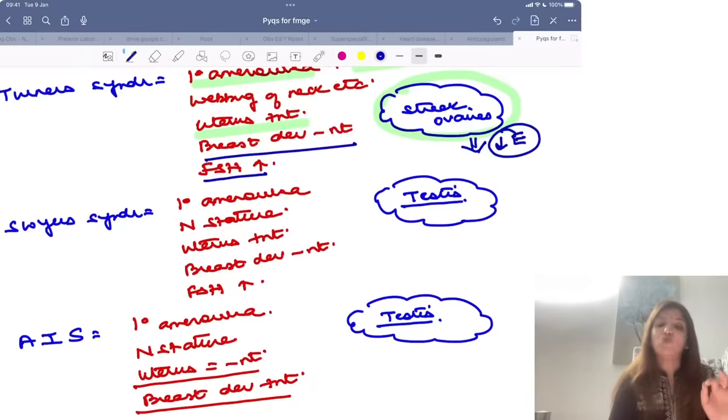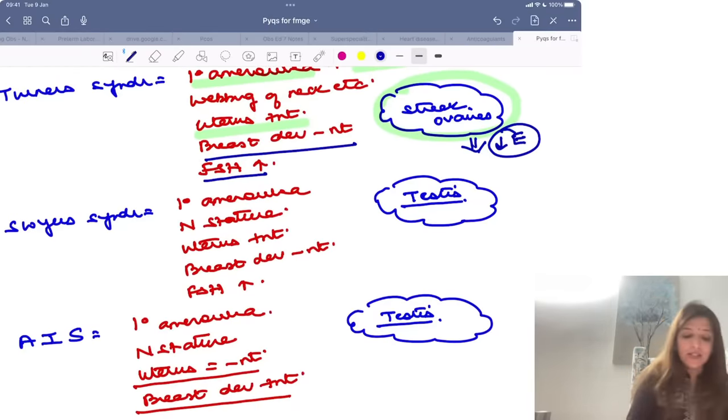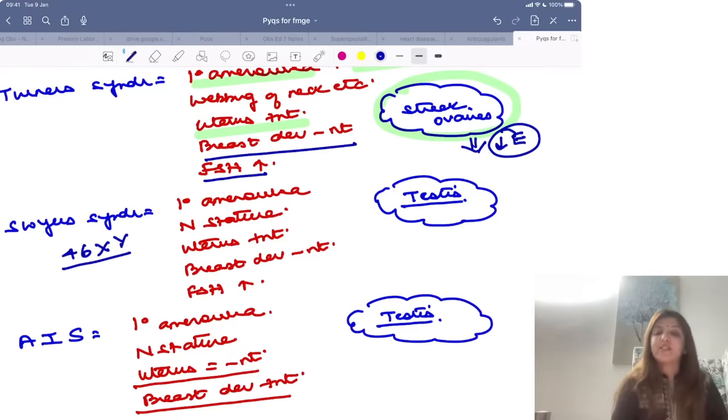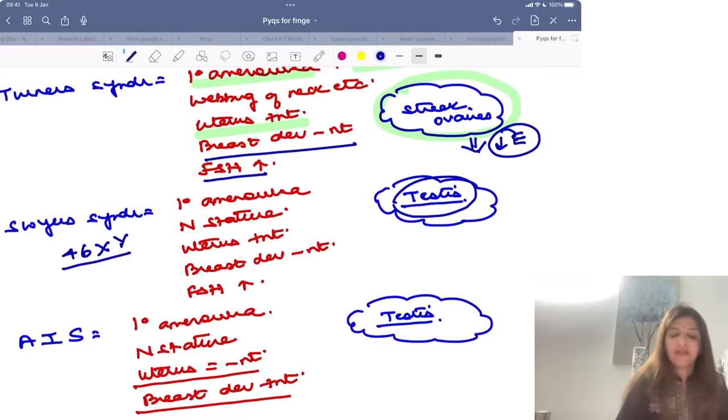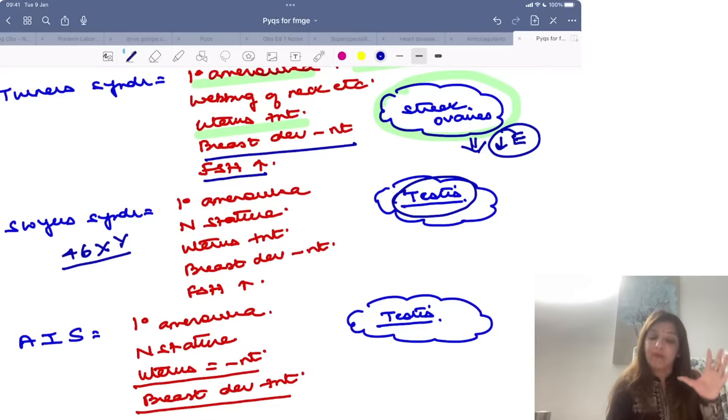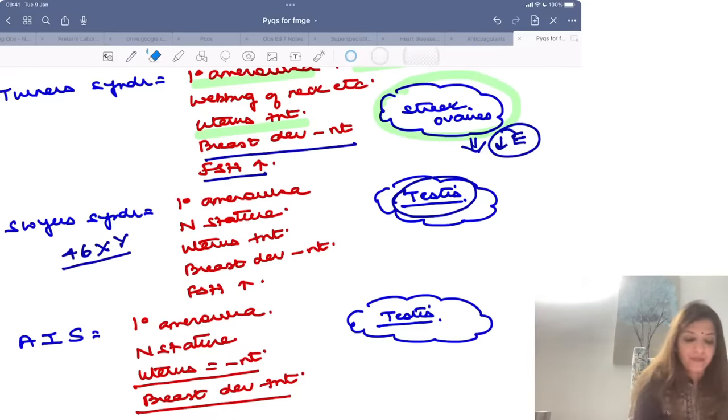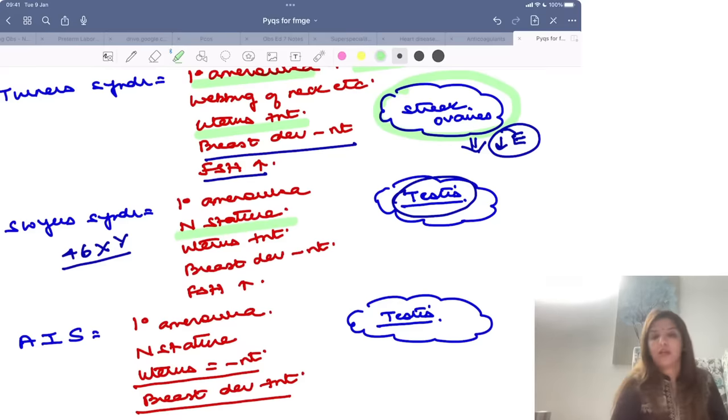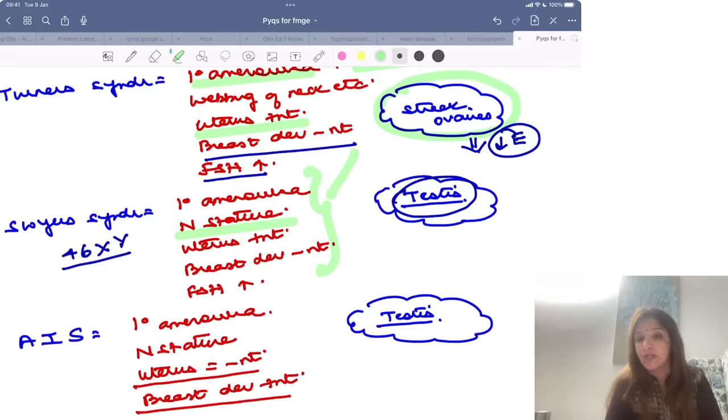Now, then comes Swyer's syndrome. Swyer's syndrome is 46XY. Now, because it is 46XY, that is why the gonads are testes. But again, they come to you as a case of female with primary amenorrhea. Differentiate kaise karoge Turner syndrome se? They will have normal stature. Rest, everything is same between Turner's and Swyer's. Kya difference hota hai Turner's and Swyer's mein?